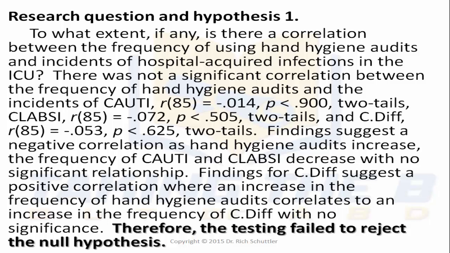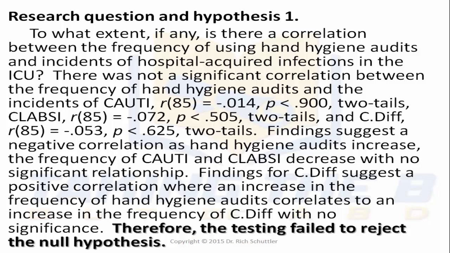Research question hypothesis 1. To what extent, if any, is there a correlation between the frequency of using hand hygiene audits and incidence of hospital-acquired infections in ICU? There was not a significant correlation between the frequency of hand hygiene audits and the incidence of CAUTI, and he gives the numbers there, two tails, and he provides information there. You can see the level of detail as he has.